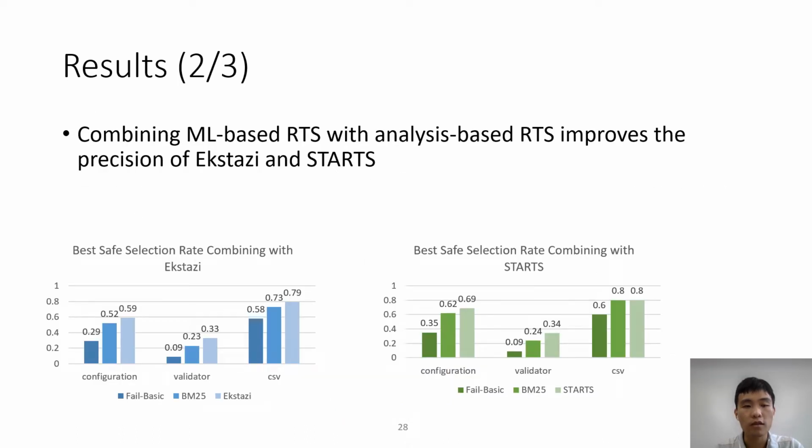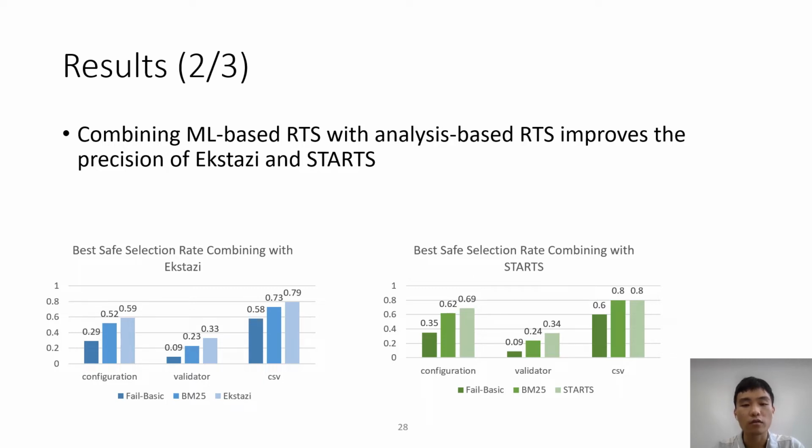In the bottom left bar plot, we show the best safe selection rate of Fail-Basic and BM25 on 3 projects when combining with Ecstasy. To better compare, we also show Ecstasy's best safe selection rate not combined with any models. In the bottom right bar plot, we show the best safe selection rate of Fail-Basic and BM25 on 3 projects when combining with Starts. Similarly, we also show Starts' best safe selection rate not combined with any models. We can see that combining Fail-Basic with analysis-based RTS better improves the precision of Ecstasy and Starts compared with the BM25 model.